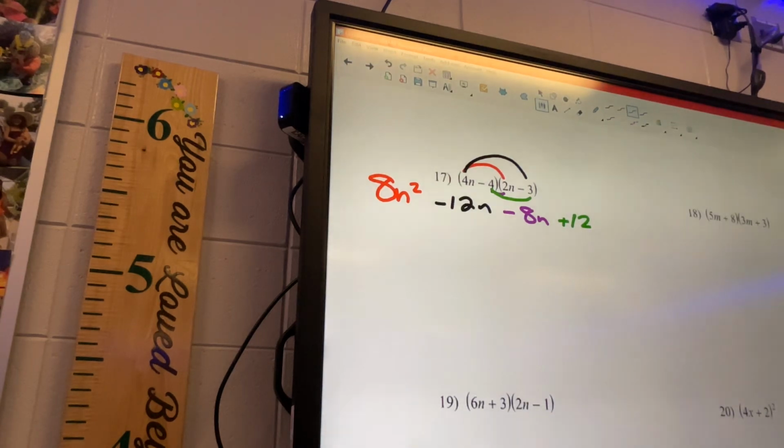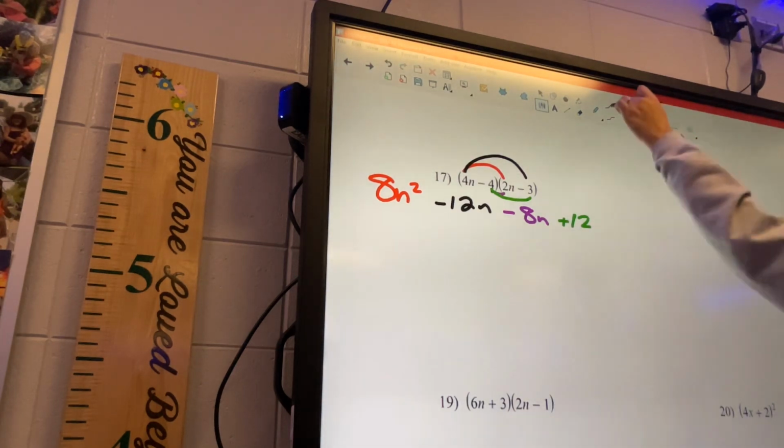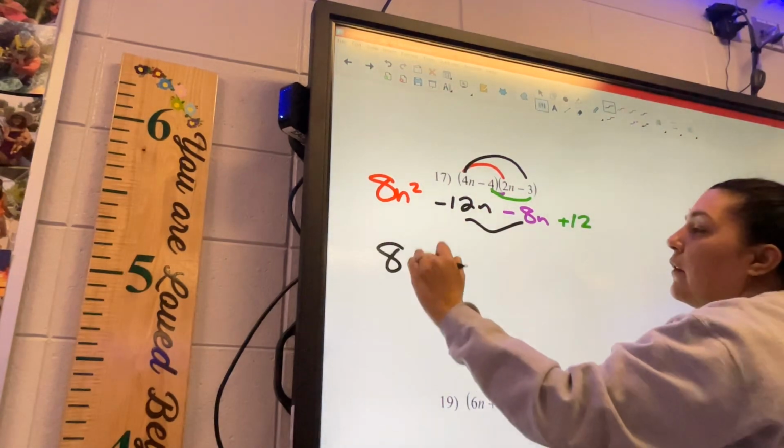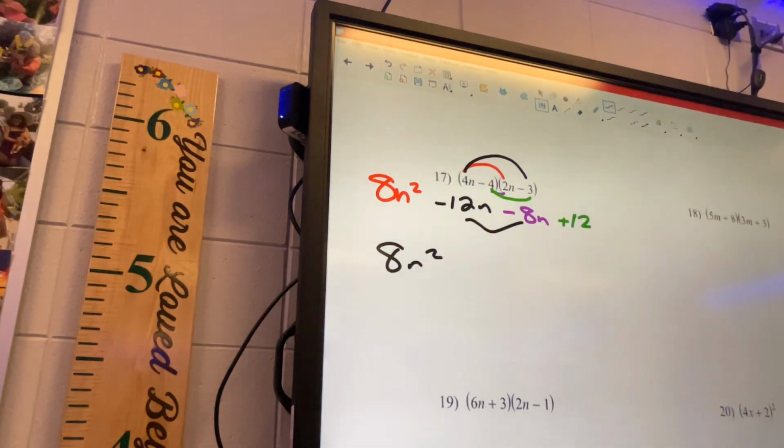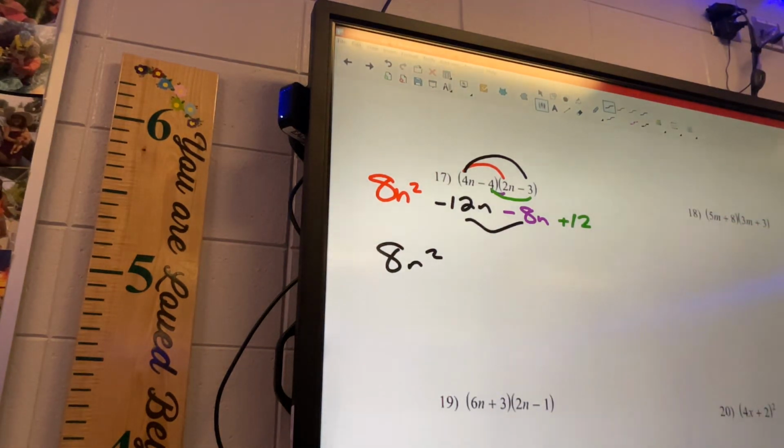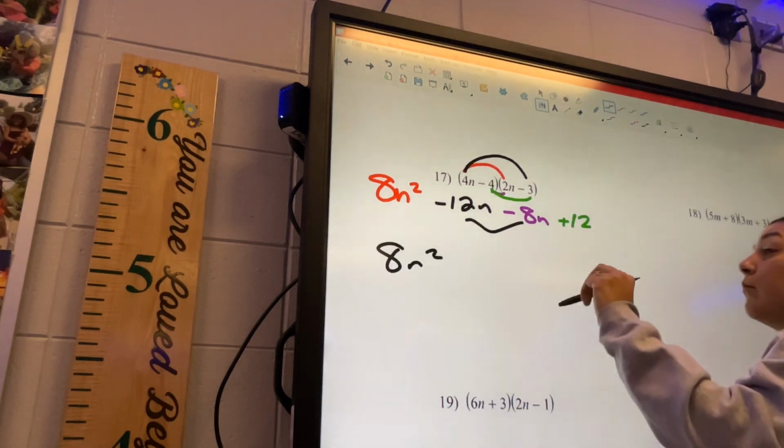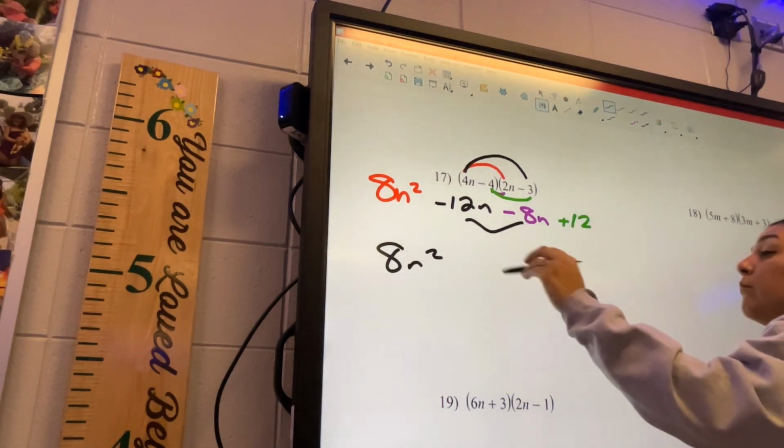Okay, who can get combined? Negative 12 and a negative 8, and what is that going to give us? What is negative 12 minus 8? Negative 20.